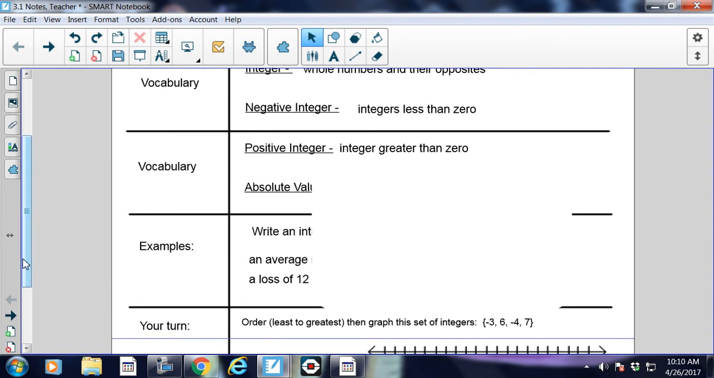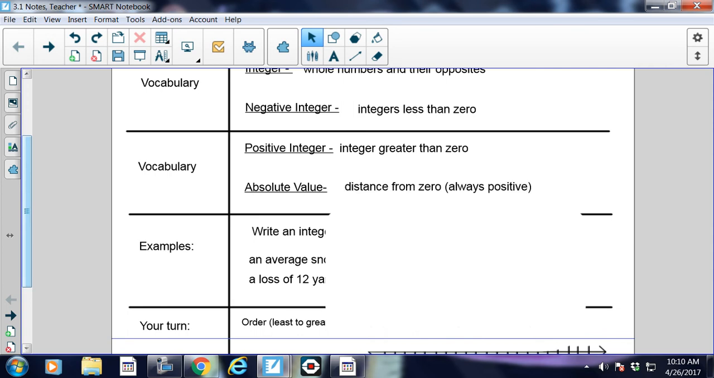Absolute value, hopefully you remember this from earlier. I want you to pause and see if you can think of what it's going to be. It's the number's distance from 0, always written as a positive. So the absolute value of negative 3 is 3. The absolute value of positive 3 is 3 because they are the same distance from 0.